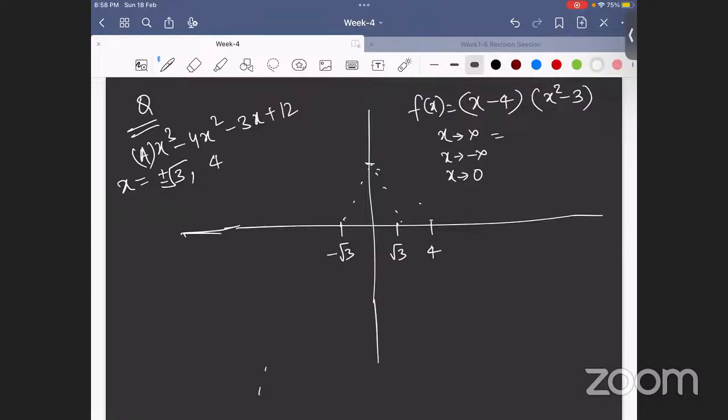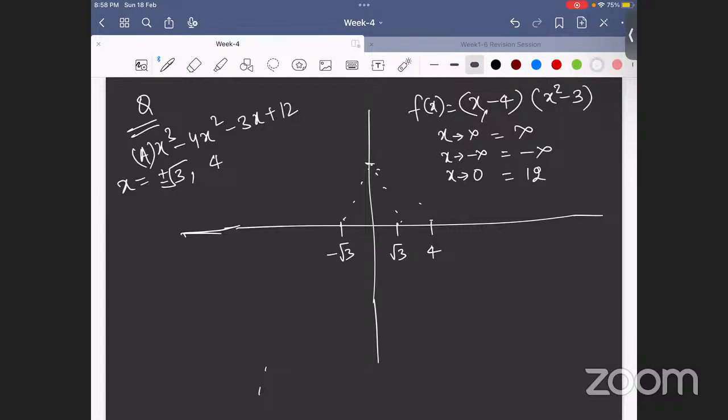If I am putting x equals infinity, what should be the function value? Infinite, right? Correct. If I am putting x equals minus infinity, then that will be minus infinity. If I am putting x equals 0, then we have 12. Correct, 12. If I put x equals 0 here, this is 12.